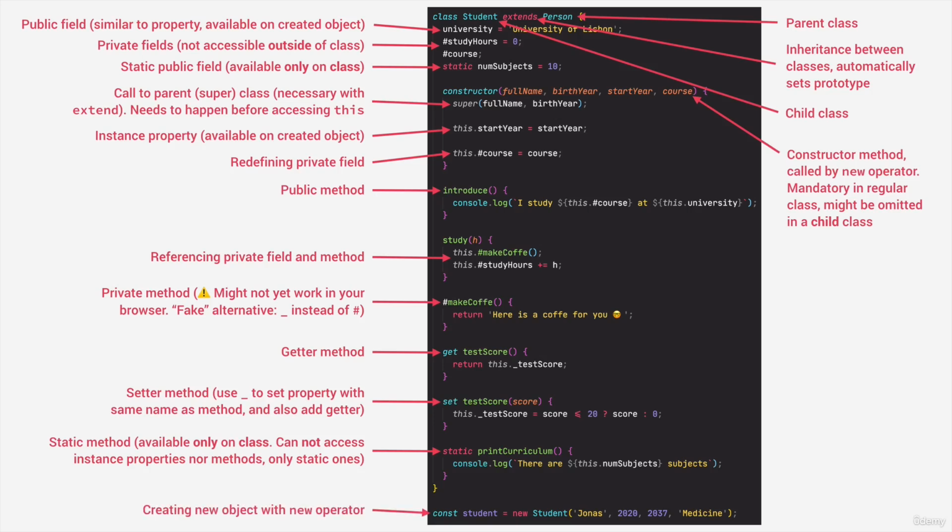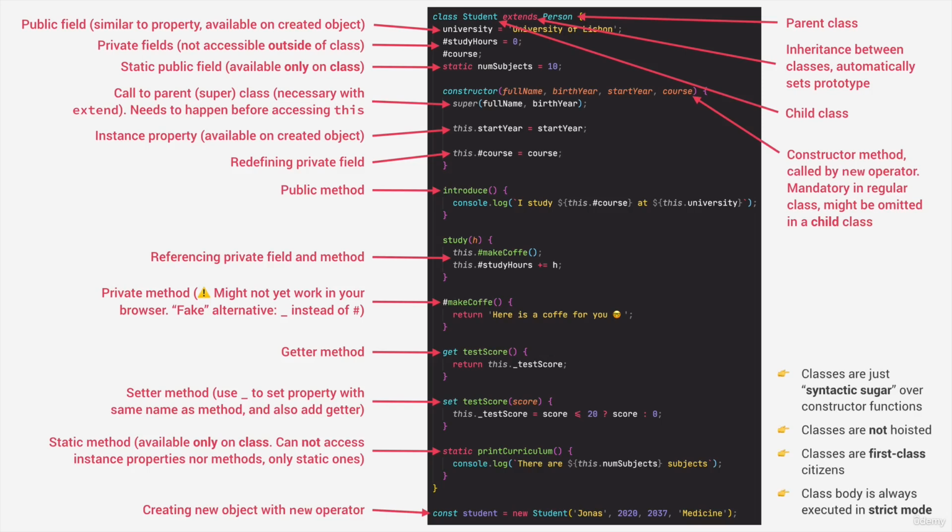Finally, this is how you then create a new object using the new operator. And so this should be nothing new at this point for you. Now, here is just a couple of things that we need to remember about classes and that I actually already mentioned before as well. So keep in mind that classes are really just synthetic sugar over constructor functions. Also, classes are not hoisted, they are first-class citizens, and the class body is always executed in strict mode. Okay? And there you have it. This is an overview and also a summary of the entire syntax of classes in JavaScript.